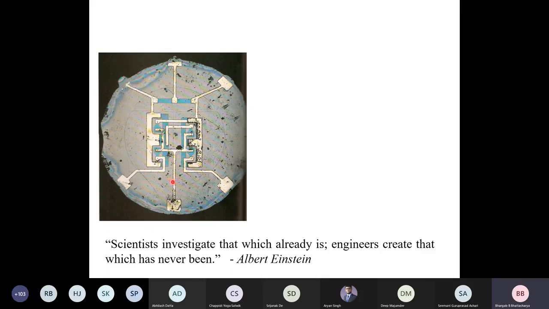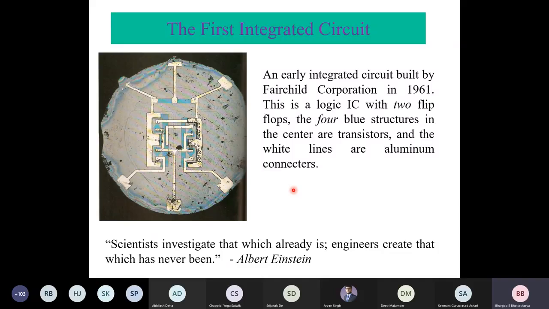But in the circuit, there is no loose wire. Everything is done by metal layers and so on, and there are some junctions. There are different layers of materials here. So why is it interesting? This is the beginning of the first integrated circuit. What do you call an integrated circuit? It comprises resistances, capacitances, connections, transistors and so on. So this is a logic circuit which comprises 2 flip-flops.